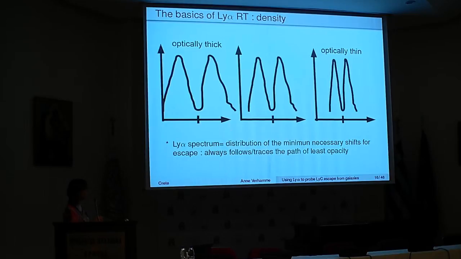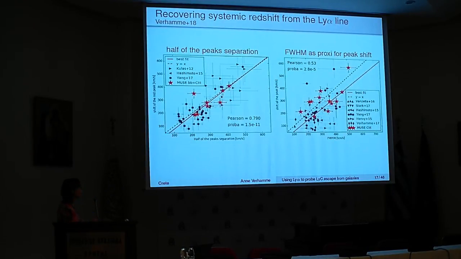And at the same time as the peaks shift away from line center, the distribution of the peaks also broadens. And since the width of the peak and the location of the peak are linked by radiation transfer effects, you can rely on the width of the line or the separation. If you're lucky and you have a Lyman alpha profile with two peaks, then you can measure the peak separation as a proxy for the systemic redshift. And when you have a single line, you can measure the width of the line as a proxy for the peak shift. And these are a collection of Lyman alpha profiles in the literature for which another line is known. So the systemic redshift of all these galaxies is well known by another nebular emission line.